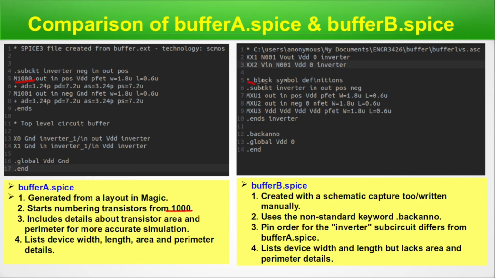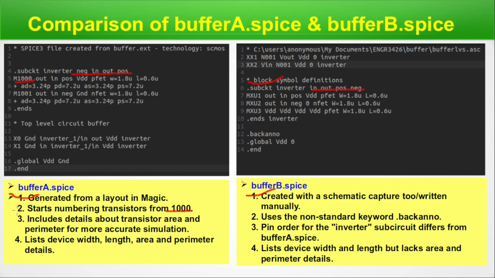This one here has out, in, POS, VD. Here the convention is neg, in, out, POS. Here the convention is in, out, POS, neg. Already the orientation or order is a little bit different. Although both represent the same circuit, when comparing with plain eyes, it seems these 2 are different. Another one is here, AD, PD, AS, PS, these parameters are mentioned, whereas here they are not mentioned. So one is generated from layout in Magic and the other is created with a schematic capture tool or written manually.